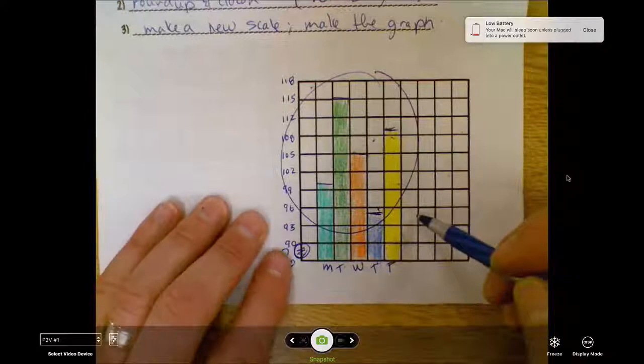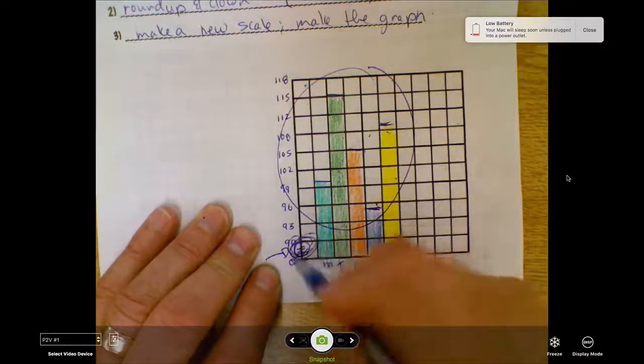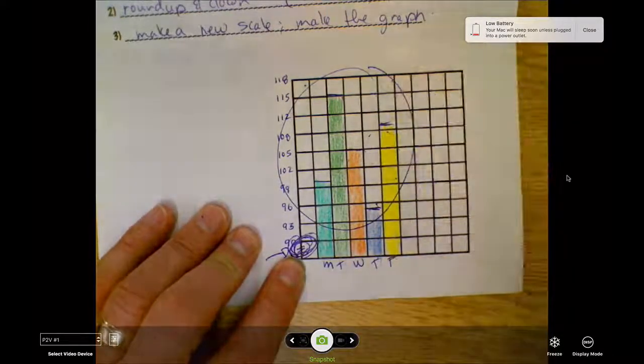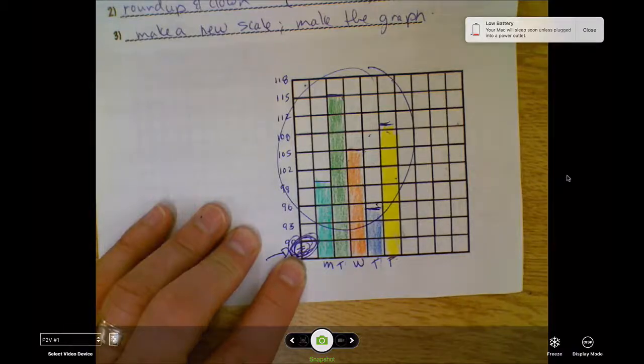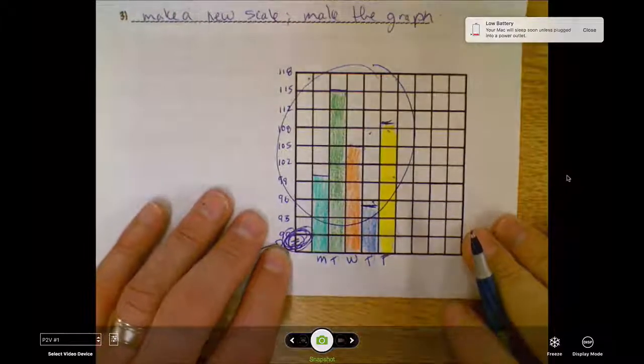You'll see it in newspapers all the time. When you see this, I know they're trying to accentuate, trying to make the difference bigger than it actually is in real life. A bit of a, not a trick, but a bit of a thing to watch out for. So that's changing the scale.